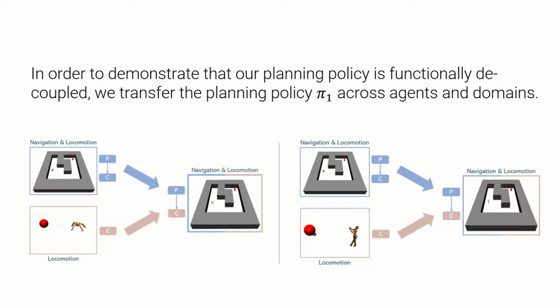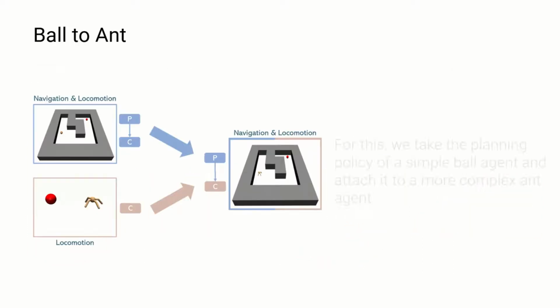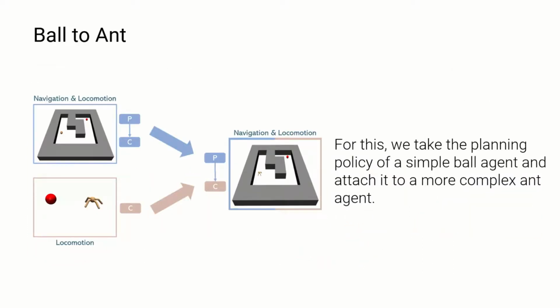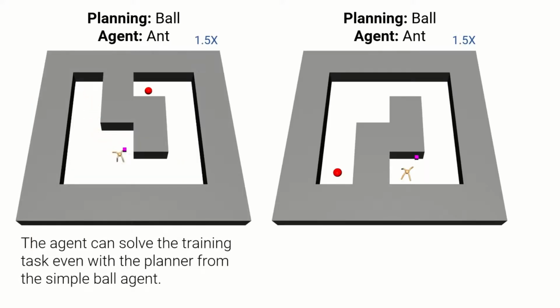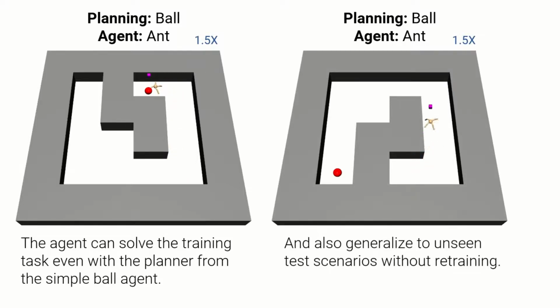In order to demonstrate that our planning layer is functionally decoupled, we transfer the planning policy across different agents. This is generally desired as training more abstract components of a simple agent is easier. We train HYDE for a simple ball agent and an ant agent. We then combine the planning policy of the ball agent with lower policies of the ant agent. The transferred agent is capable of navigating in complex mazes without requiring any additional training or fine-tuning. Moreover, it even generalizes to unseen environments.